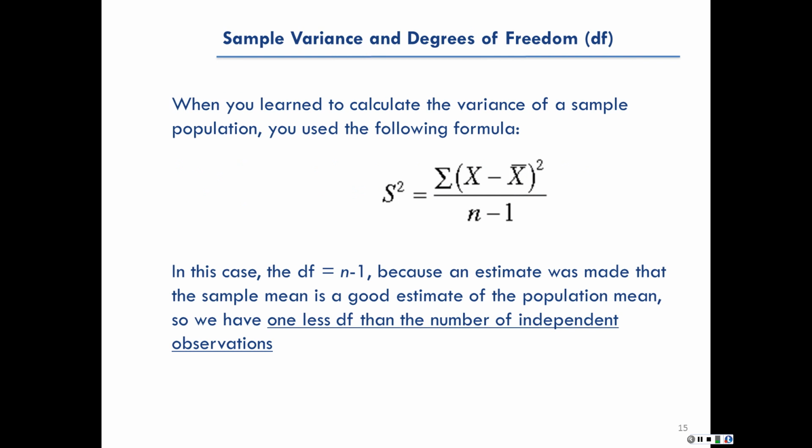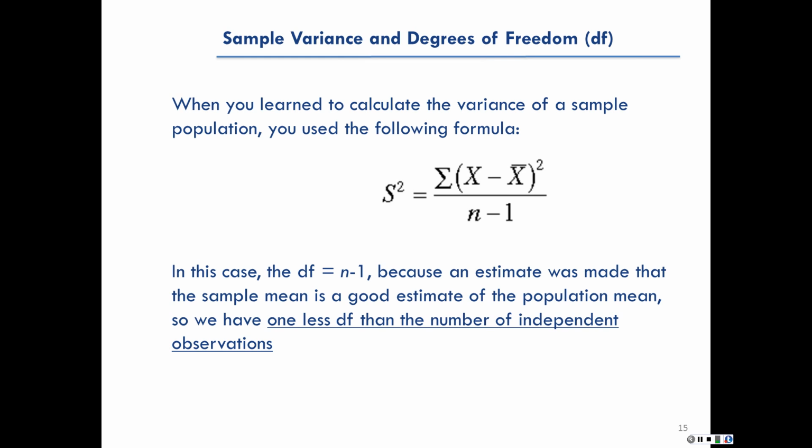Okay, so we're going to talk now about the sample variance and also degrees of freedom under the t-distribution. If you remember, when you learned to calculate the variance of a sample population, you already learned this formula a few lectures ago. This is simply, if you remember, we're taking each individual observation and subtracting the mean from it and then squaring that. Also called the sum of squares, dividing it by the sample size minus 1. And that sample size minus 1 also is the degrees of freedom.